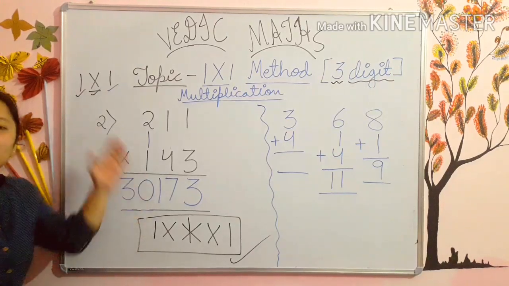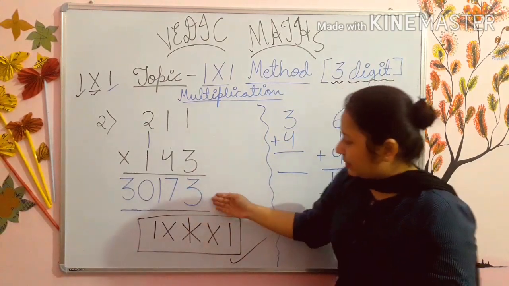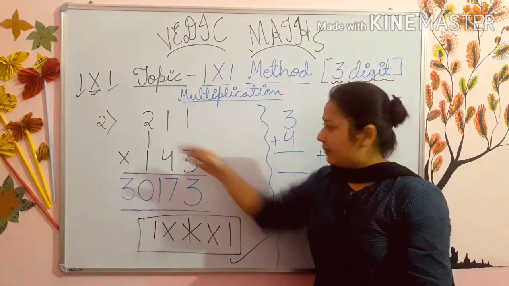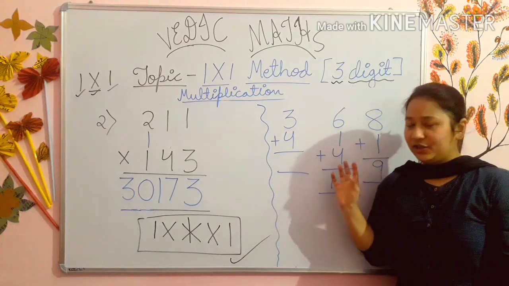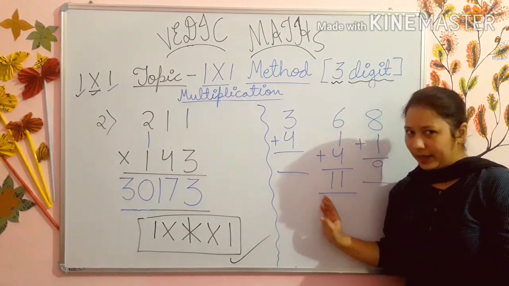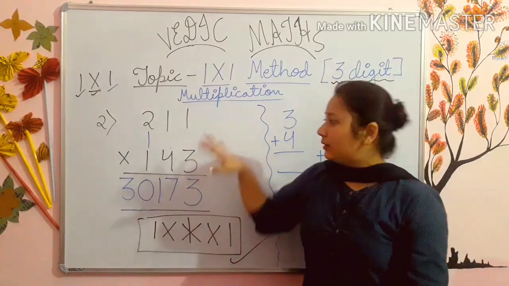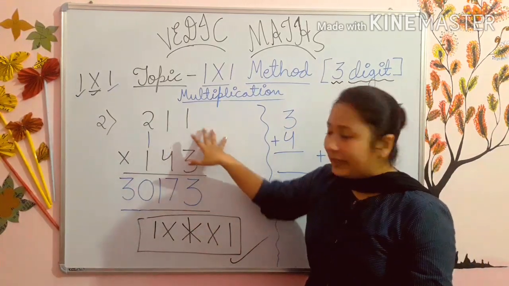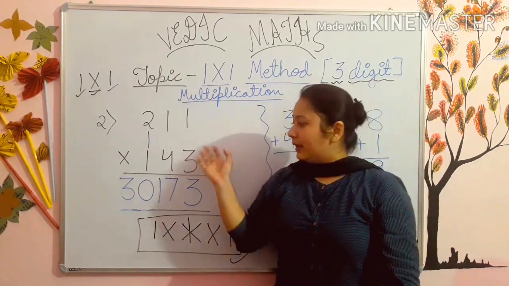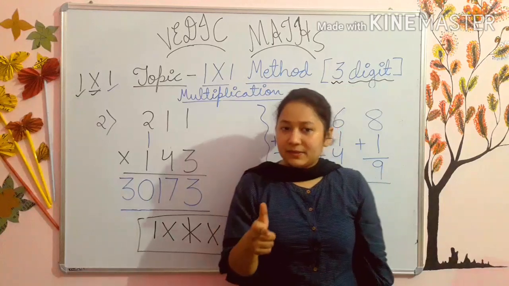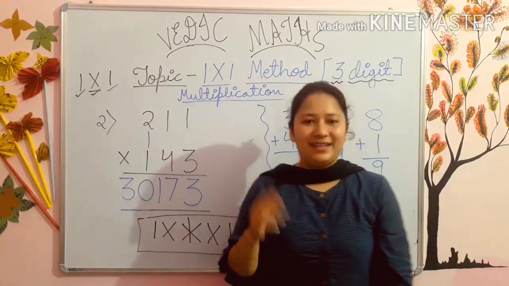See kids, it's very easy. This calculation which I have done, like multiplication and this addition, it's very easy addition. You can do this addition in your mind. With this method, you can easily find the answer of the 3-digit multiplication orally in your mind, kids. But it needs practice. Again, I am saying, as I always say, the more you practice, the better the results.